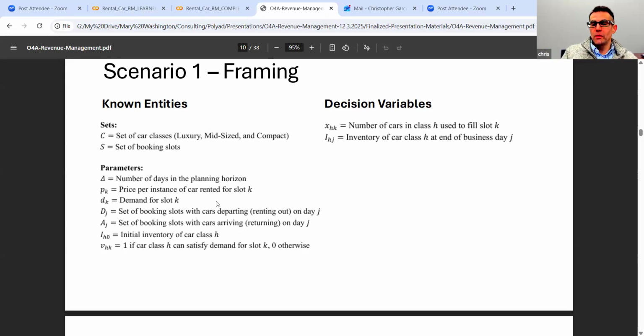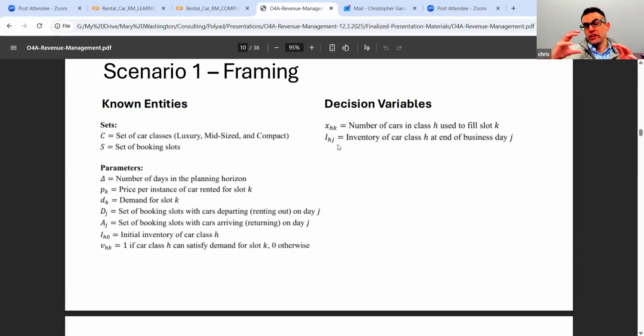These are known ahead of time, and when we go to make our decisions, our main decision we have to make is, for each booking slot, how many cars of each class have to go to that booking slot. So we're going to let XHK be the number of cars in class H that are going to be used to fill slot K.